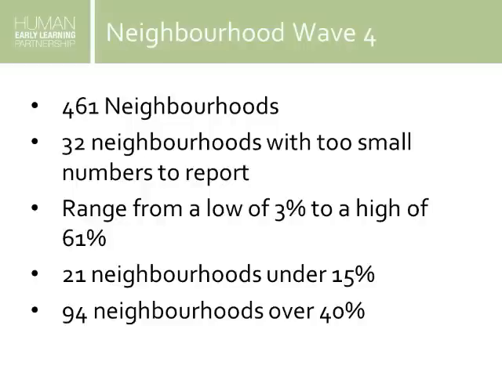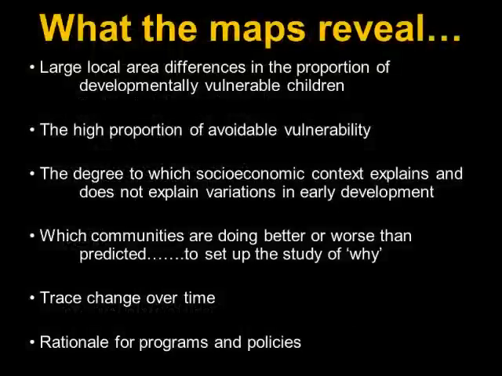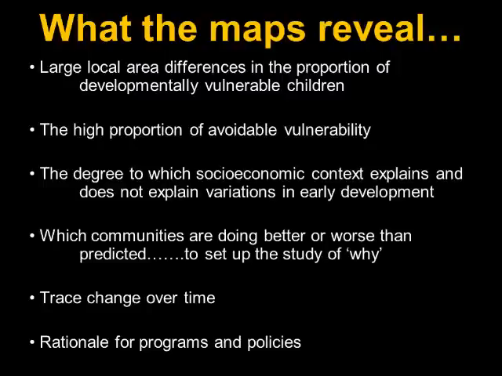And so all across the province, where about 30% of the kids are vulnerable, we're sort of saying that about 2/3 of the vulnerability is potentially avoidable, right? And then you can see the numbers that are higher than that. So the maps reveal large local area differences in the proportion of developmentally vulnerable children. The high proportion of avoidable vulnerability, and this idea that if we use 10% as a cutoff, you can say then what the levels of excess vulnerability are, is a kind of a touchstone for that.